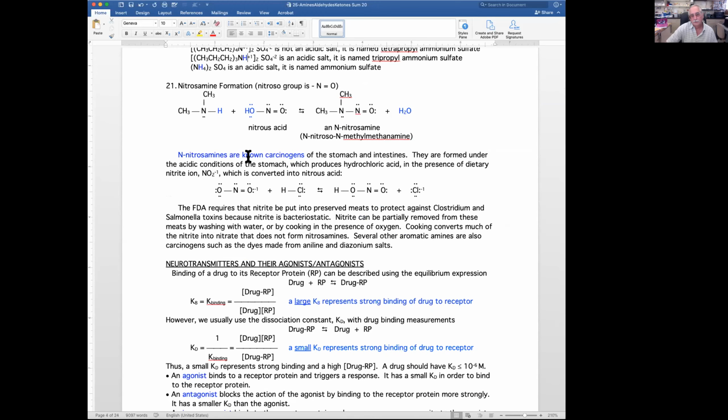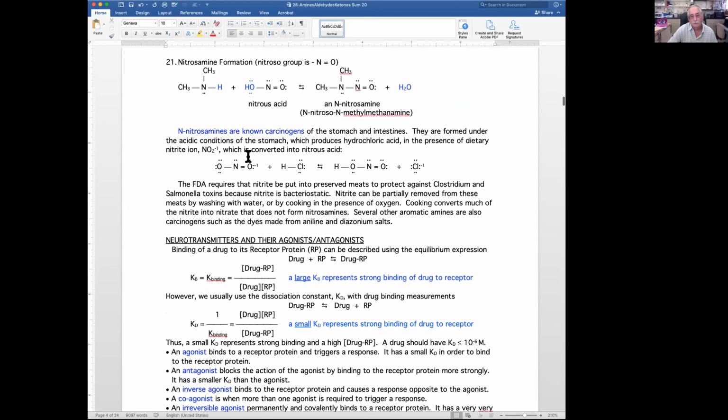Then here's one that's important biologically, nitrosamine formation. So if I take an amine, as long as it has a hydrogen, that means it has to be either a primary amine or a secondary amine. A tertiary amine wouldn't have that. And I mix it with nitrous acid, not nitric, but nitrous acid.